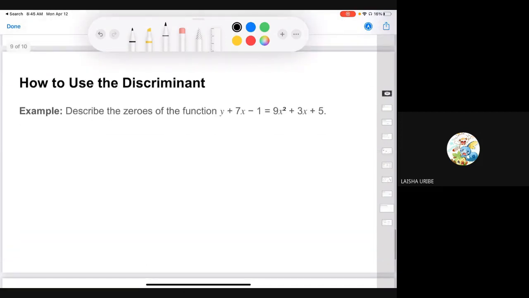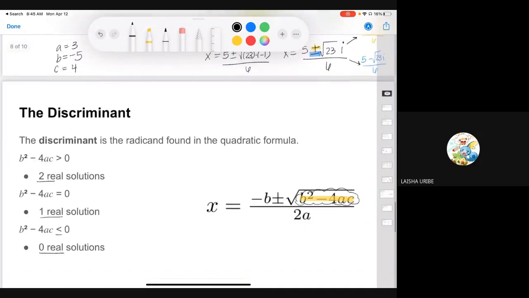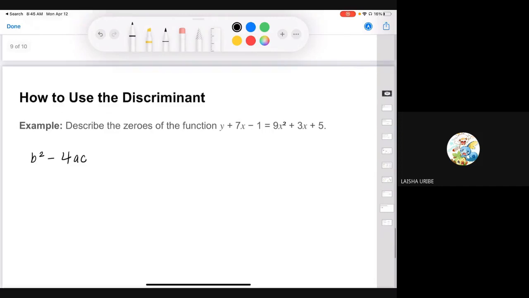Well, say I wanted to determine how many zeros this equation would have. Is it going to have two solutions, one solution, or zero solutions? Well, basically what I'm going to do is I'm just going to first put it in standard form, then identify what the discriminant would be. The discriminant is just that equation on the inside of the square root. So that's the only part of the equation I'm using. And depending on what I get as a result, I'll be able to determine, do I have two solutions, one solution, or zero solutions?